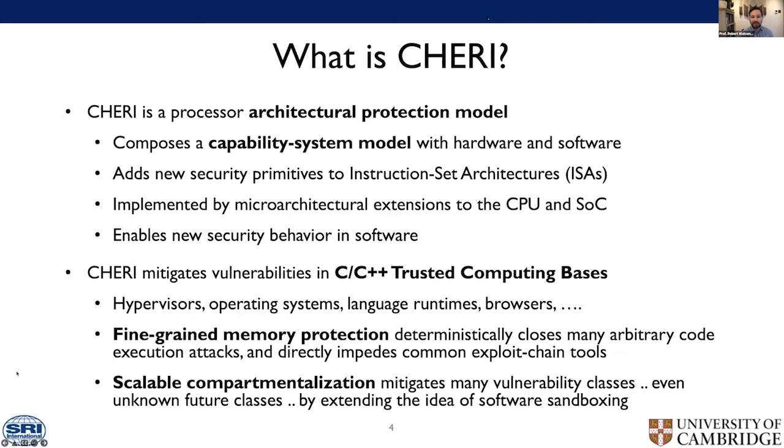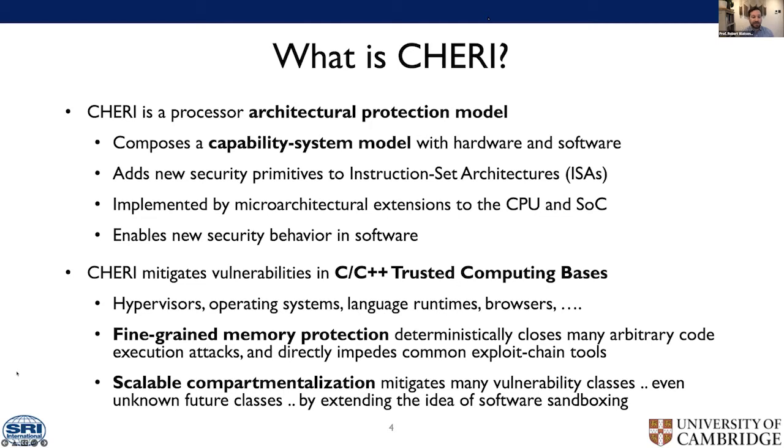So what kind of new security behavior do we want? Well, the goal of Cherry, as suggested by Matt, is to mitigate vulnerabilities in C and C++ trusted computing bases. These are the critical pieces of system software, language runtimes, hypervisors, web browsers, and so on, that actually are responsible for a vast bulk of the security vulnerabilities and exploitation that take place today. Cherry enables two kinds of new functionality. The first of these is fine-grained memory protection. The goal of this is to deterministically close, to the greatest extent possible, vulnerabilities and also exploit techniques that relate to memory safety in C and C++.